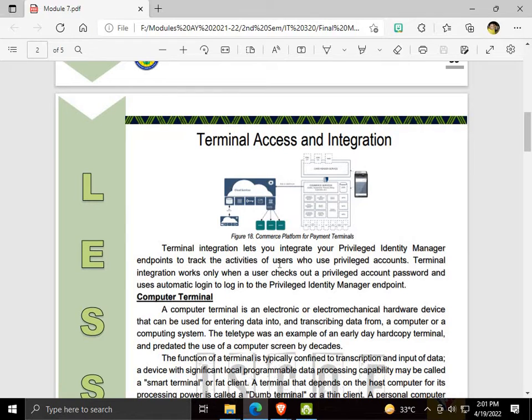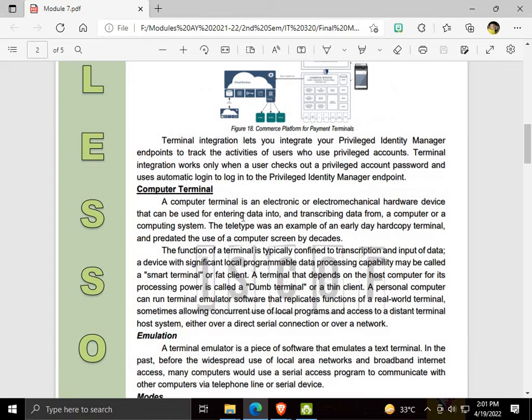A computer terminal is an electronic or electromechanical hardware device that can be used for entering data into and transcribing data from a computer or a computing system. The teletype was an example of an early hard copy terminal and predates the use of computer screens by decades. Of late, teletypes are used for call center systems.